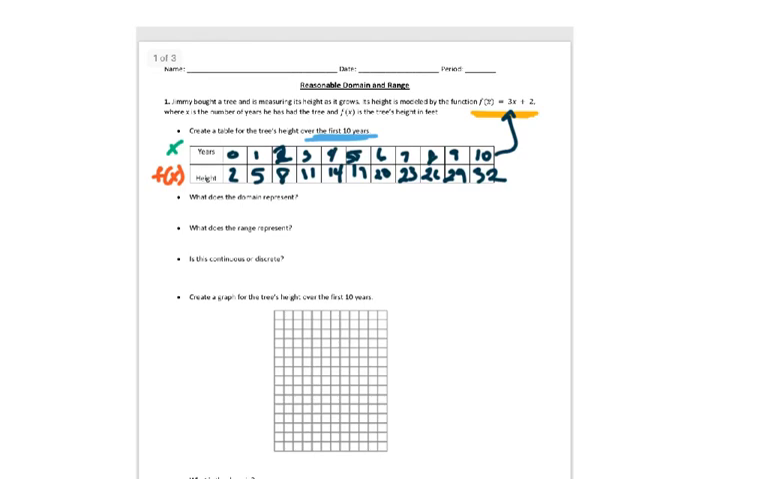So the question is, what does the domain represent? Well, we know that domain is x, and it said the x was talking about years. Then it says, what does the range represent? Well, range is y, and the y was talking about the height. Is this graph going to be continuous or discrete?